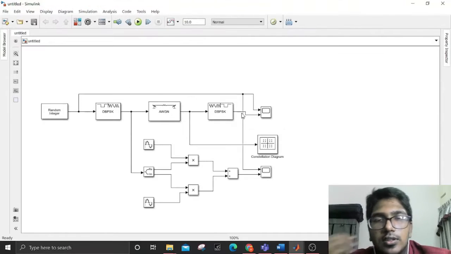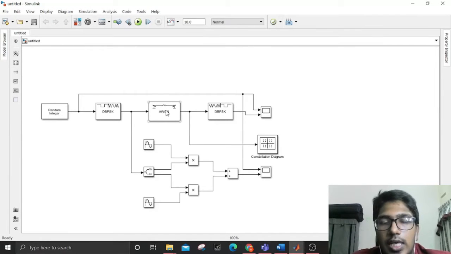Thank you. Now I will discuss on AWGN block. What is AWGN block? AWGN block is an additive white Gaussian noise used to add white Gaussian noise to the modulated signal that passes through the and imitates various random processes seen in nature from the Simulink model. Then it will go to the constellation diagram.